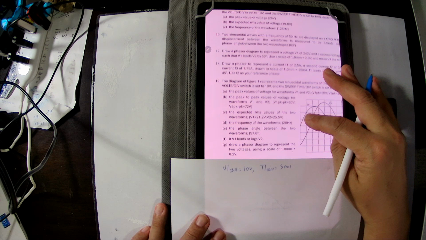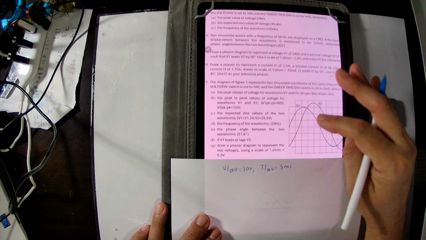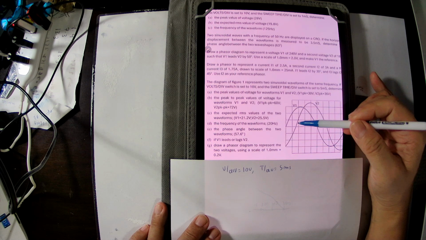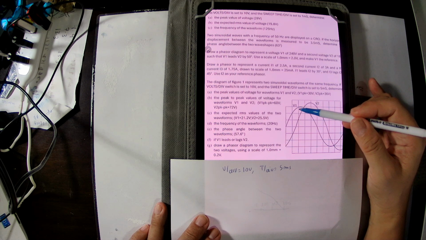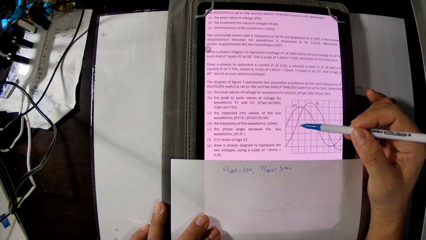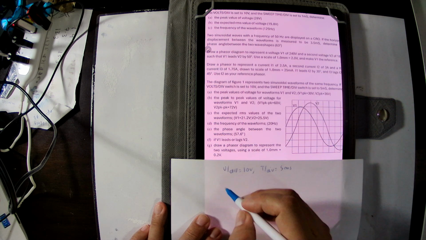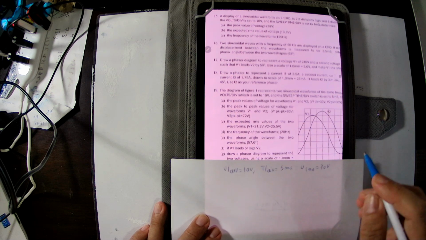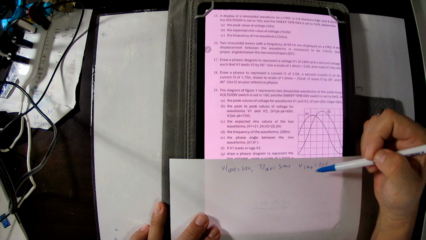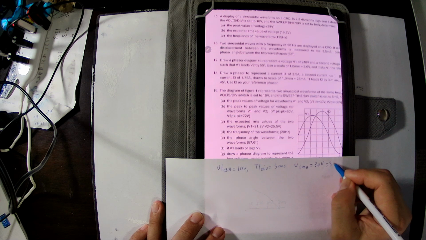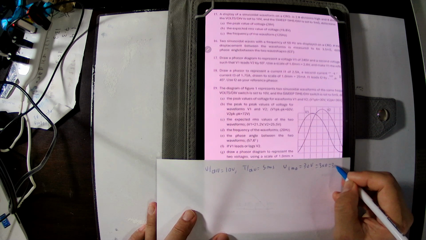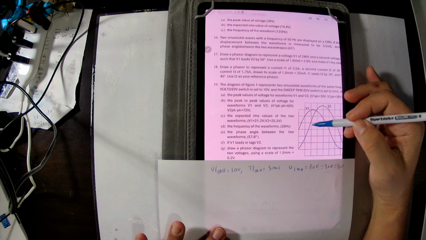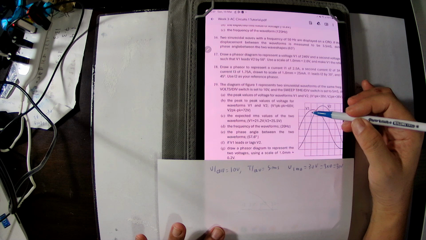So now we can calculate how many divisions V1 has. 1 division, 2 division, 3 division. Therefore, for the V1 maximum value, you can count the horizontal lines 1, 2, 3. So this is V1 maximum, 30 volt. Because each division is 10 volt and there are 3, 3 multiplied by 10 gives 30 volt.